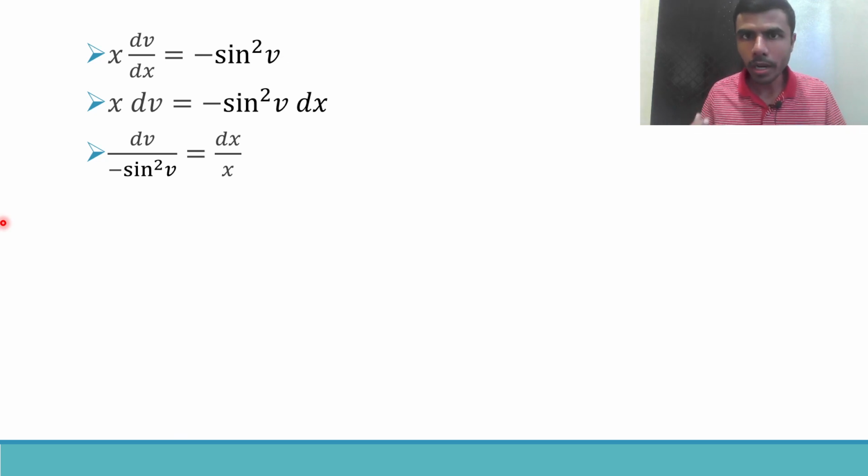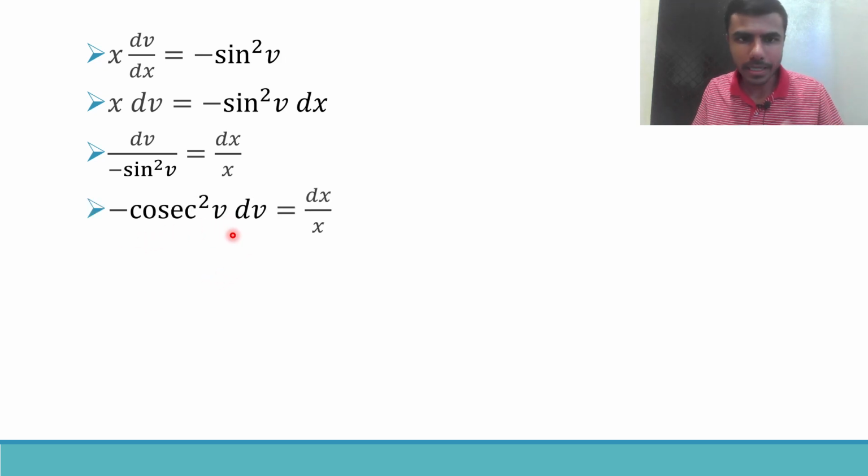Now 1 by sine theta is cosecant theta. So 1 by sine square v is nothing but cosecant square v. So I have minus cosecant square v dv is nothing but dx by x. With this, just integrate both sides.